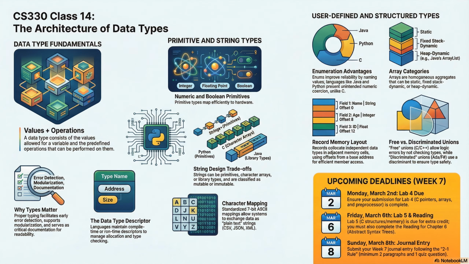Wow. Now, contrast that chaotic freedom with Java's architecture. Java treats strings as a dedicated library object. They are statically sized and strictly immutable. Once instantiated, the text in a Java string cannot be changed.